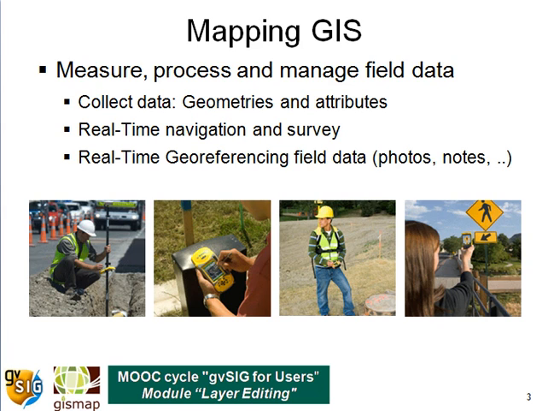Then what is mapping GIS? It's an activity to measure, process, and manage field data of different kinds of data: environmental, urban, road, and so on. We have to collect data, geometries as well as attributes. We can have real-time navigation and survey, as well as real-time georeferencing field data, taking photos, notes. I will show you some software to do this.